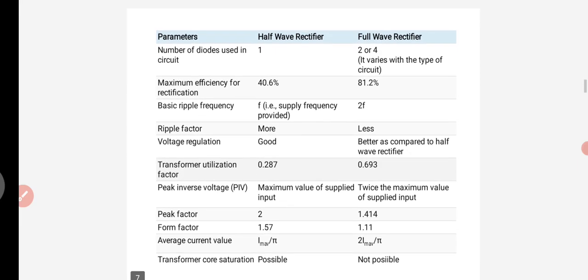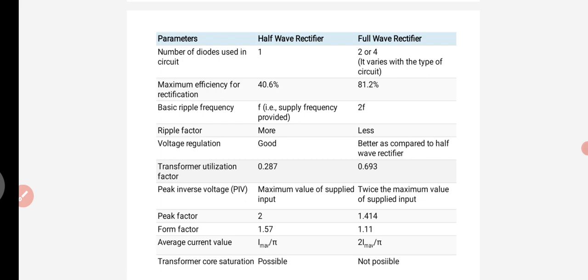So these are some of the comparisons between the half wave rectifier and full wave rectifier. From these comparisons, the full wave rectifier is better than the half wave rectifier to convert the AC signal into pulsating DC. So this is completely about the rectifiers.